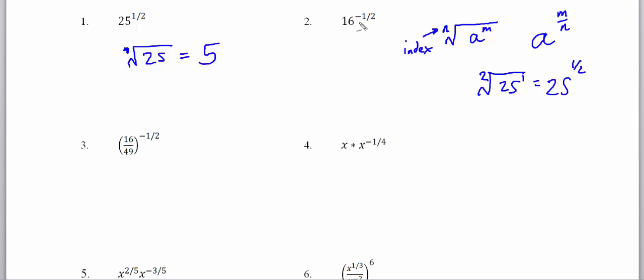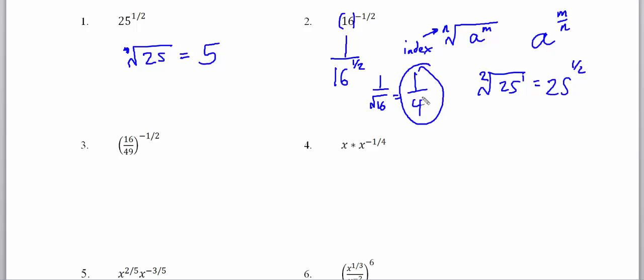So in problem number 2, it looks like we have to remind ourselves a little bit about the negative rule. The negative rule means that if you have a negative exponent, whatever it's connected to gets moved to the opposite fractional location, and then the negative drops. Then we can simplify that even more by going 1 over square root of 16, which is 1 over 4, and lo and behold, we do not have a radical in the denominator.